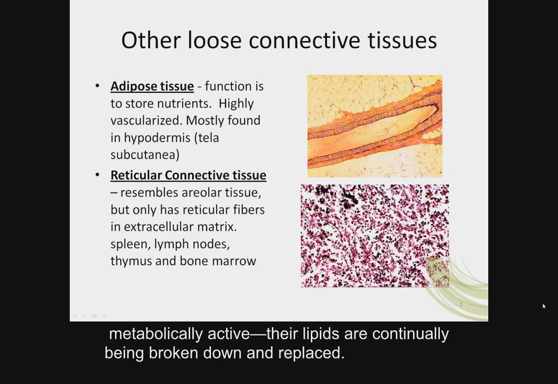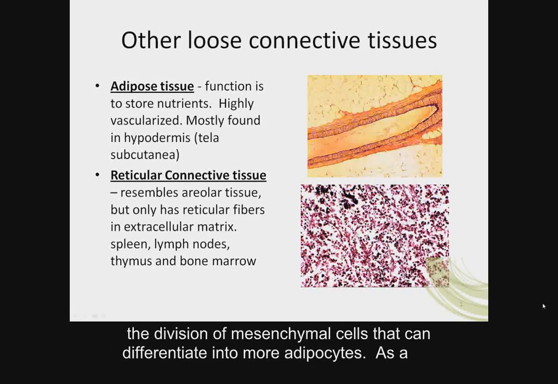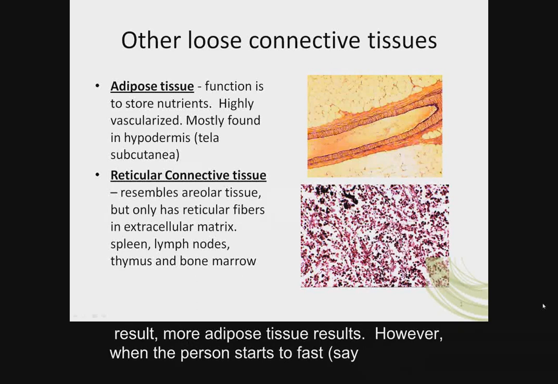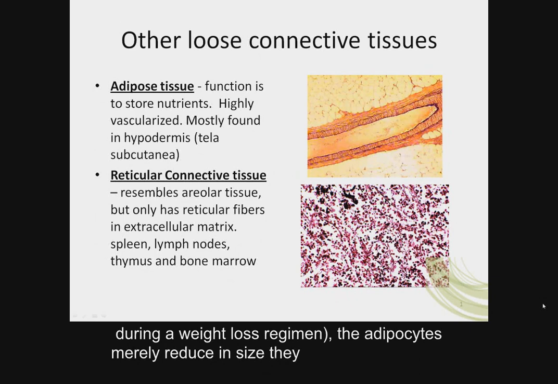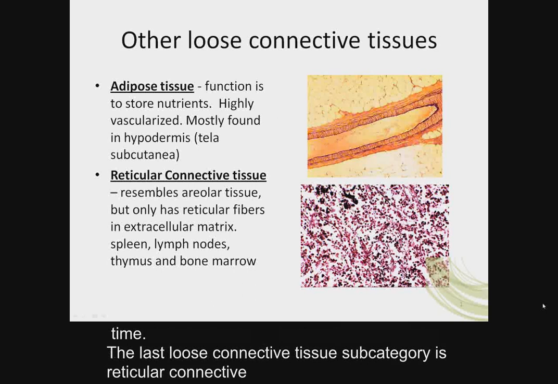Although adipocytes are incapable of dividing, an excess of nutrients can cause the division of mesenchymal cells that can differentiate into more adipocytes. As a result, more adipose tissue results. However, when the person starts to fast, say during a weight loss regimen, the adipocytes merely reduce in size. They are not destroyed. This means that they can easily regain their plump size in no time.